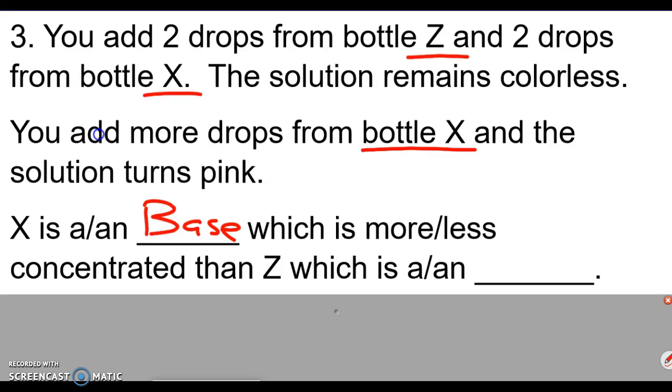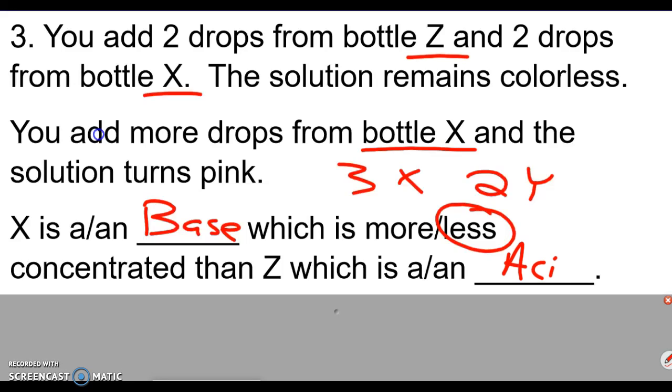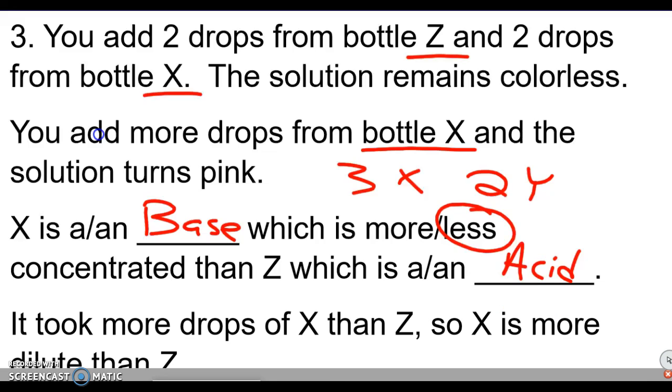Which is more concentrated? Well, it took 3 drops of X and only 2 drops of Z to go pink. So X is less concentrated than Z, which is an acid. It took more drops of X than Z, so X is more dilute than Z.